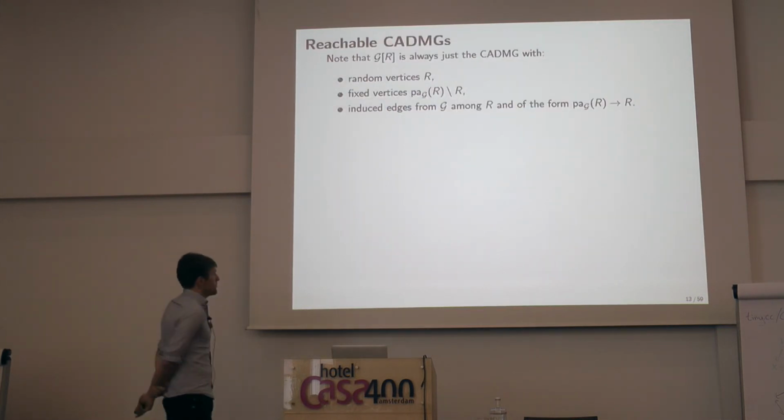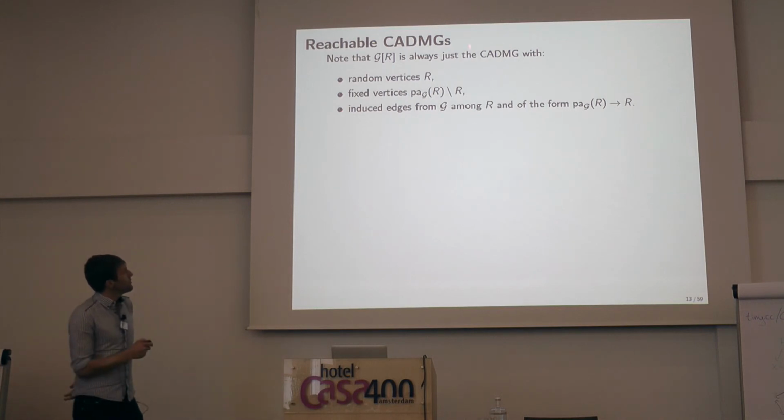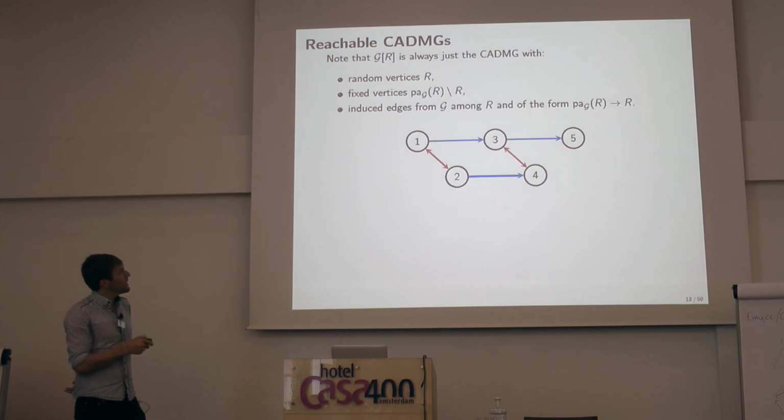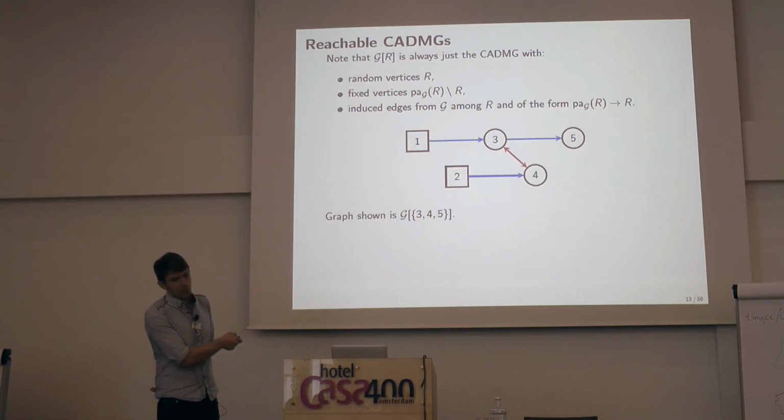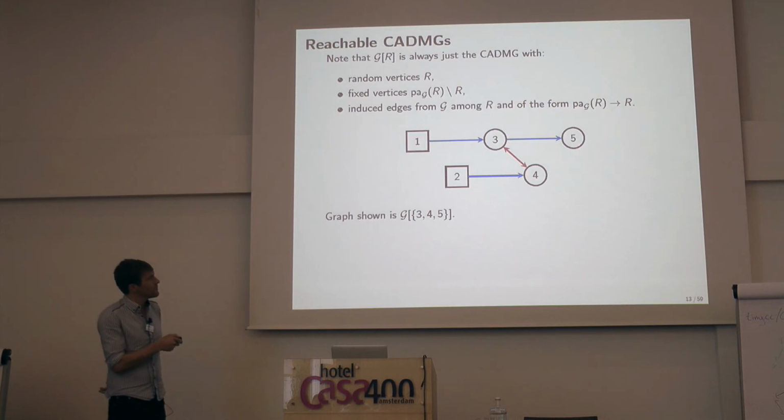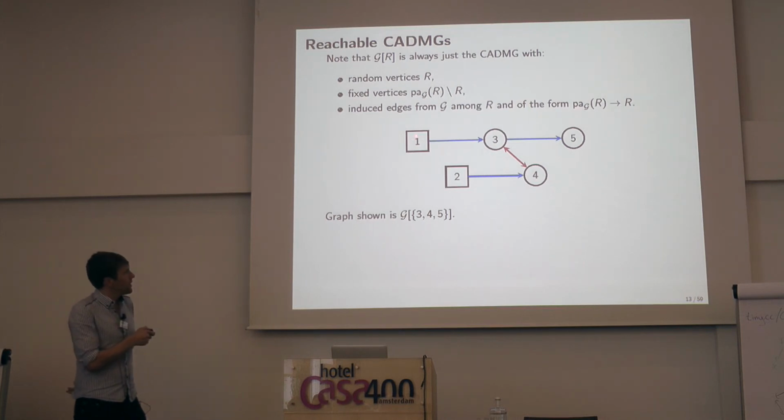So this is just a sort of review. The GR, remember, is just the CADMG you get by taking the random vertices as being R, the fixed vertices as being any parents of R which aren't already in R, and any edges which are between vertices in R or point from the parents to R. In this case, if I take the district 3, 4, then, if I take 3, 4, and 5, which is not the district, but which is reachable, then I keep 1 and 2 because their parents are 3 and 4, but I delete the edge that goes between them.